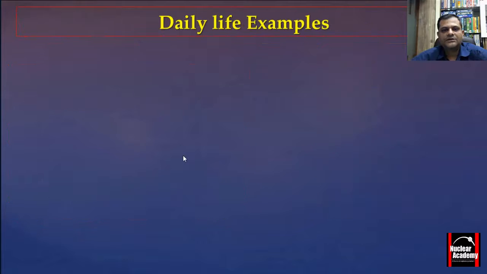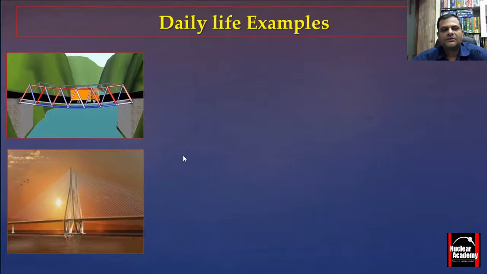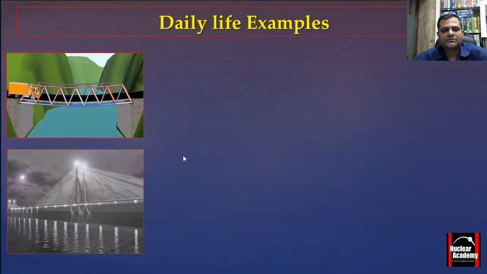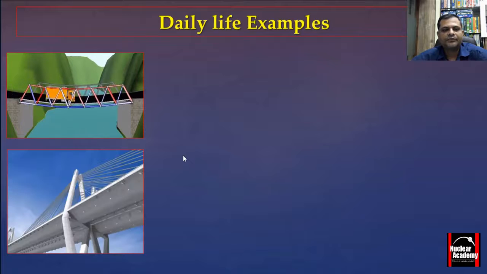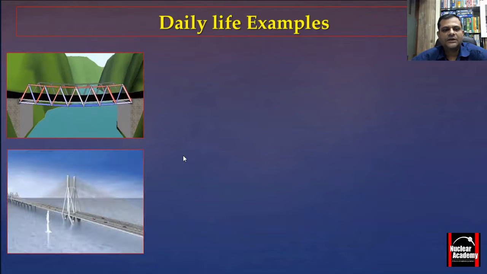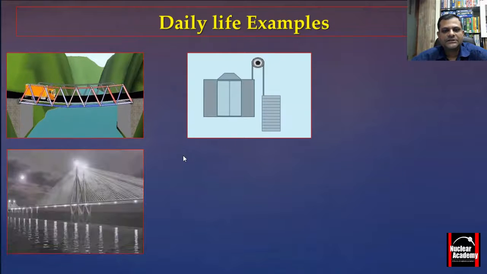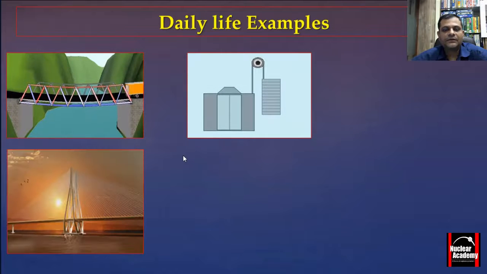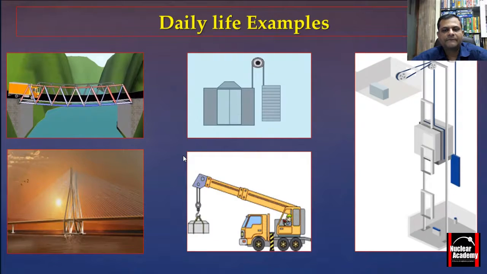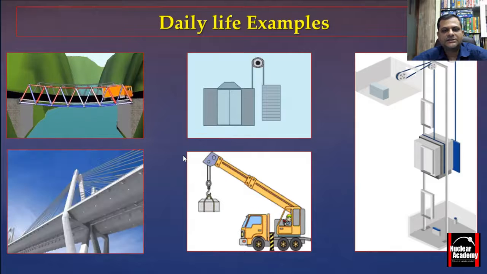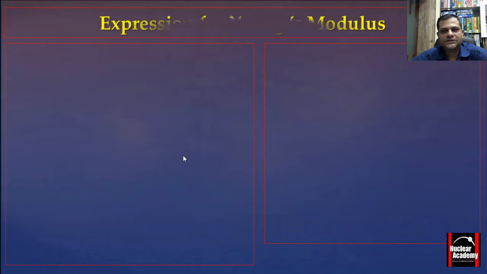Next, our daily life examples. Whenever a truck is traveling along a bridge, the bridge undergoes tensile or compressive strain. Even the ropes that support a bridge are an example of tensile stress and tensile strain. Even the lift or elevator or escalator is also an example of tensile strain and tensile stress. Even the crane is also an example of this stress and strain.